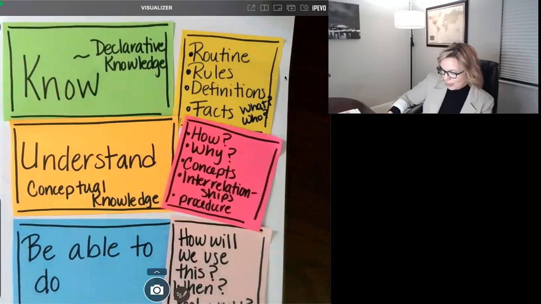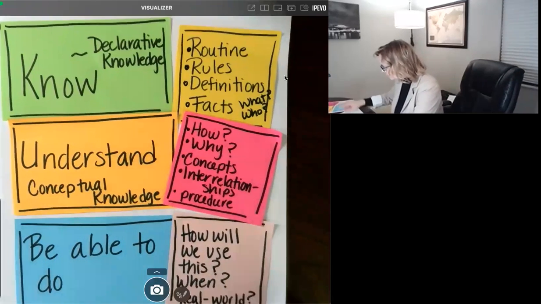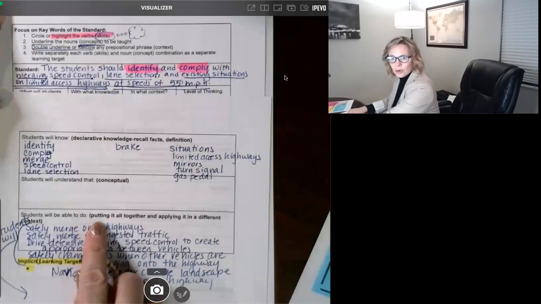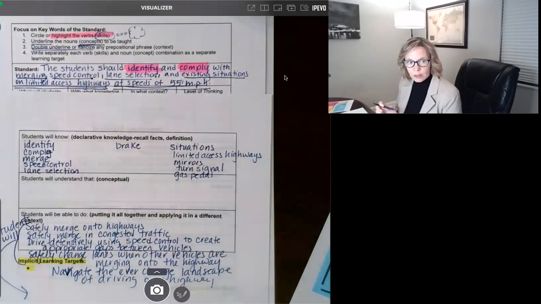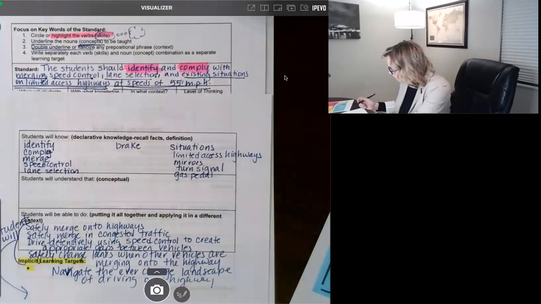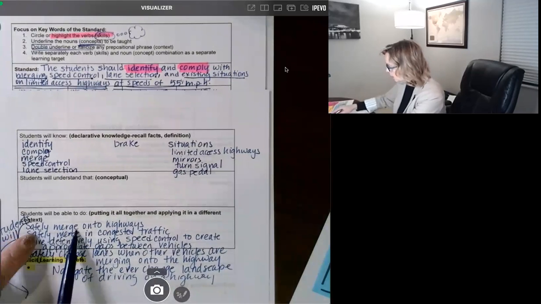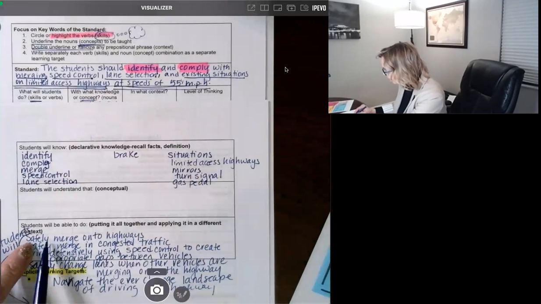Let's take a minute and see, what does that understanding look like when it comes to driving and merging onto traffic. So I'm taking us back to our standard from earlier where we were merging onto the highway. And I'm going to show you just a little trick that I do. One of the things that I do is I go to, what do students need to be able to do? What are these implied learning targets that aren't explicitly stated up here? Well, students need to safely merge onto highways.